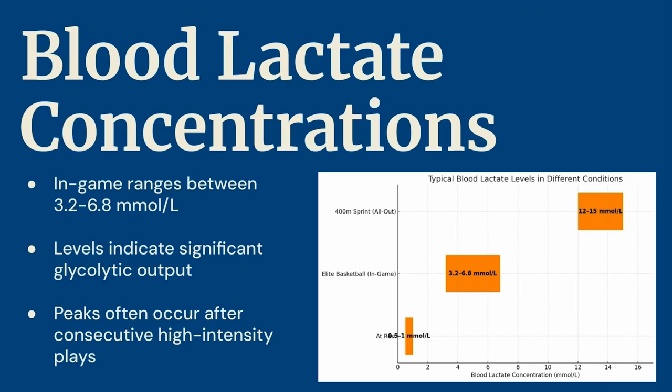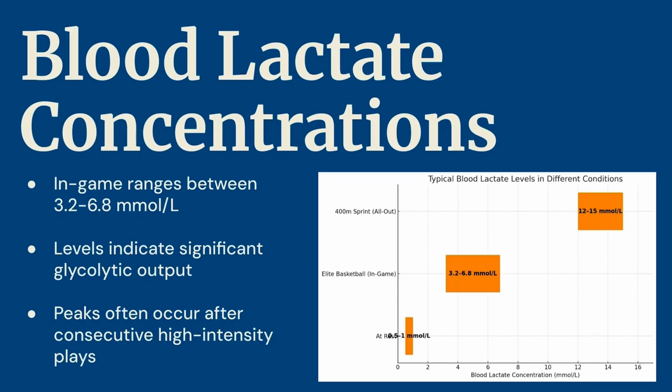Blood lactate concentrations. Typical in-game ranges are between 3.2 to 6.8 millimoles per liter. These levels indicate significant glycolytic output, as at rest we see around 0.5 to 1 millimoles per liter. Peak often occurs after consecutive high-intensity plays.